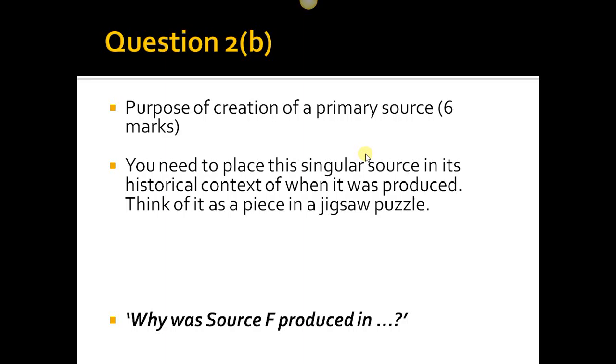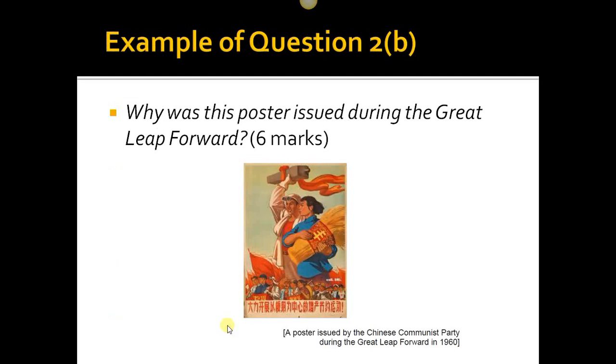Okay, so I think the best thing to do is we will move on. There is no need to evaluate the source. We're not asking for that. We really need to stick to the question: why was Source F produced? It's not asking, was Source F useful? Is Source F important? No. Why was Source F produced? So why was this poster issued during the Great Leap Forward?